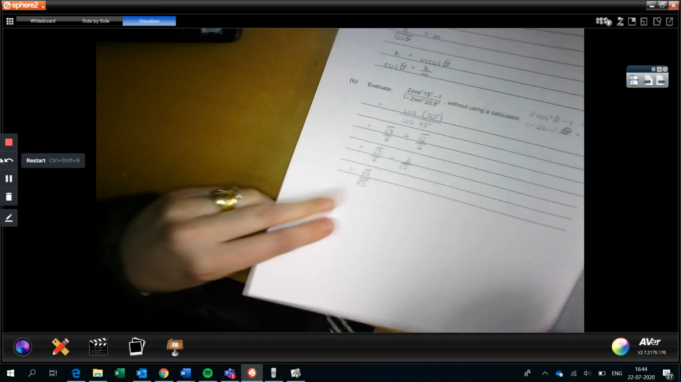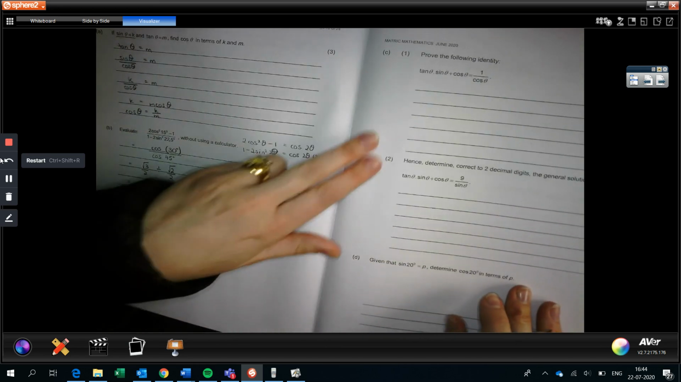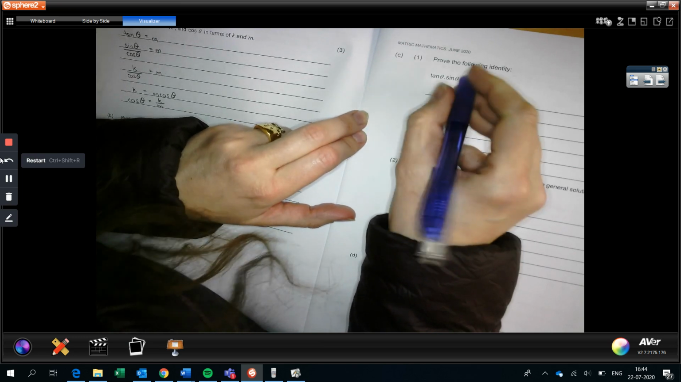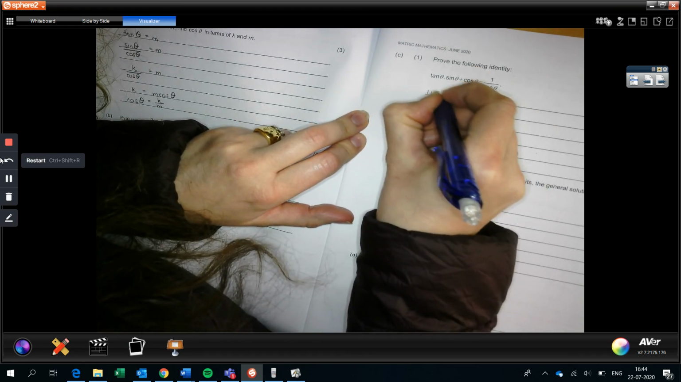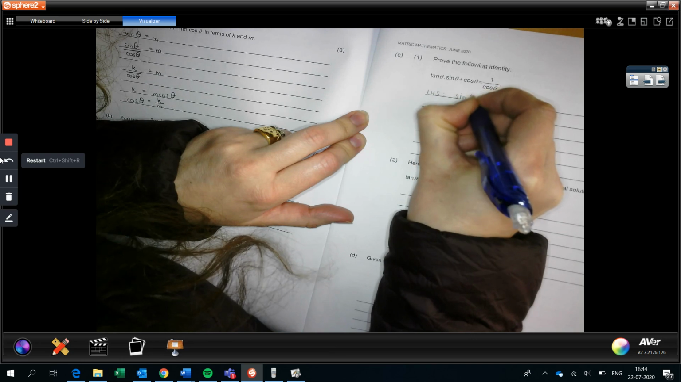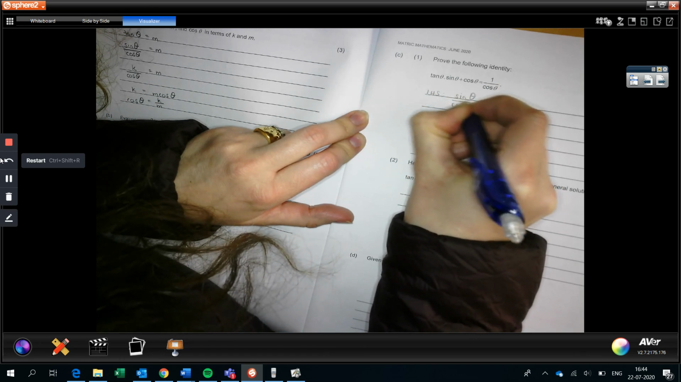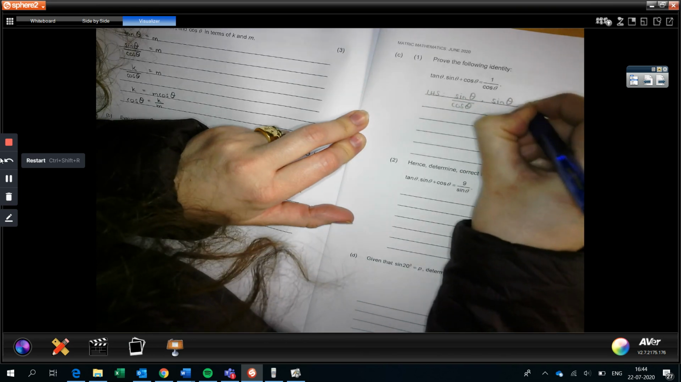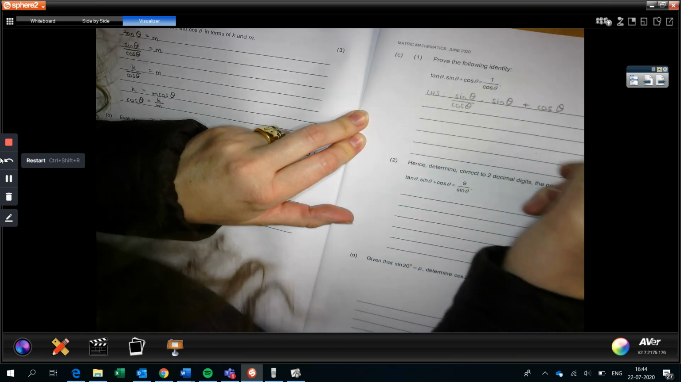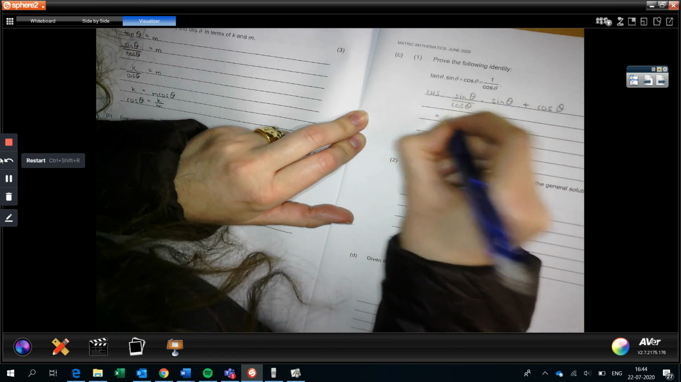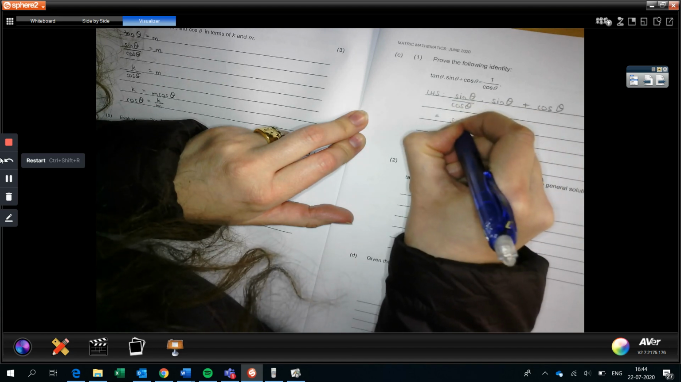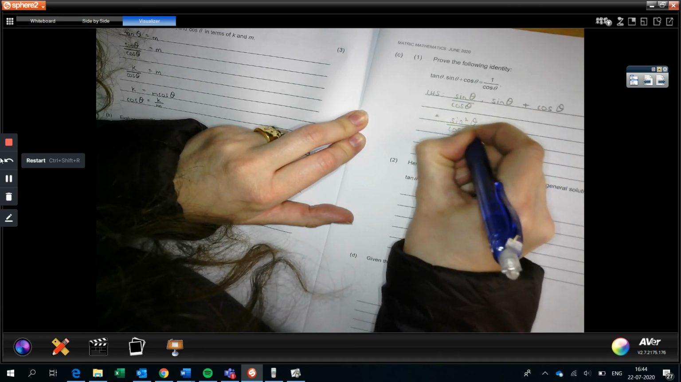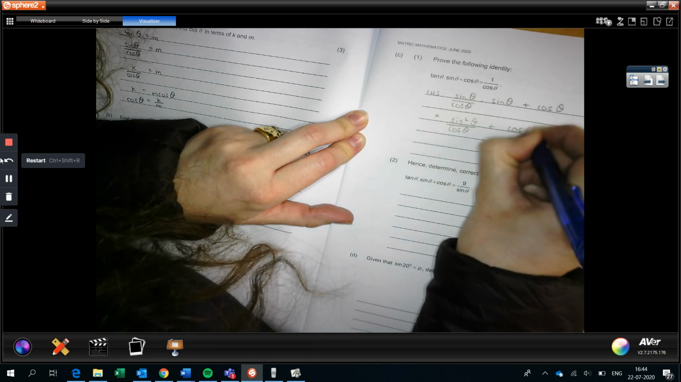Okay. C, you had to prove the identity. Remember, you must change everything to sine theta over cos theta. So my left-hand side is going to be sine theta over cos theta multiplied by sine theta, and you're going to add cos theta. There we go. So now I multiply numerator by numerator. I get sine squared theta over cos theta plus cos theta.